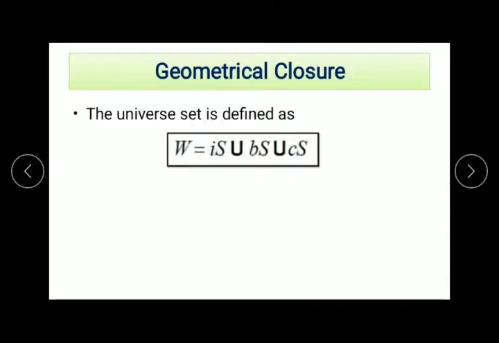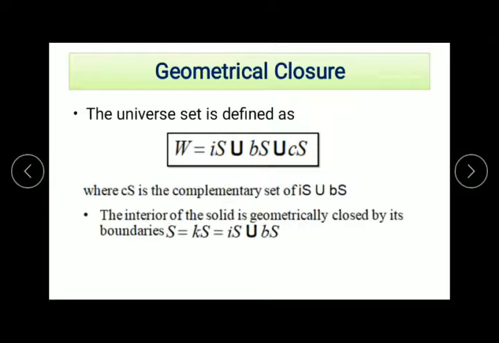Then we will see geometrical closure. The universal set is defined as IS union BS union CS, where CS is the complementary set of the interior points and boundary points.